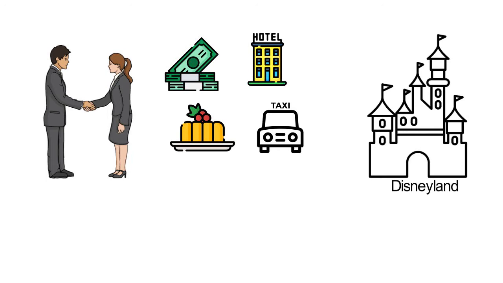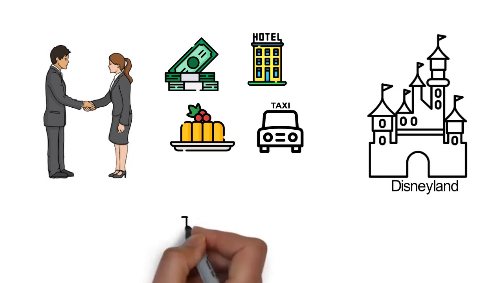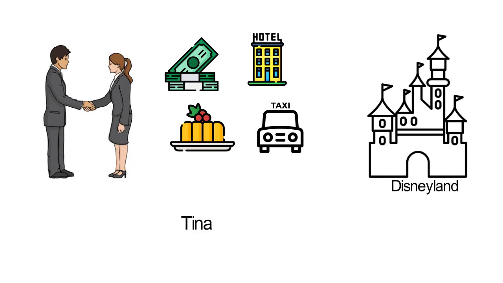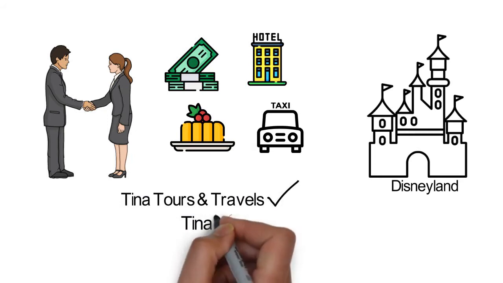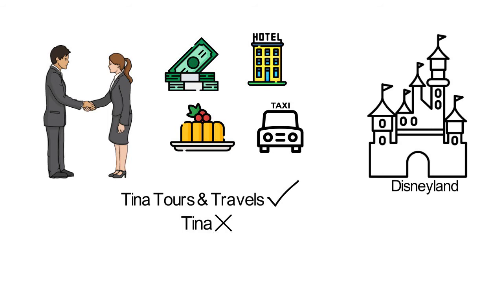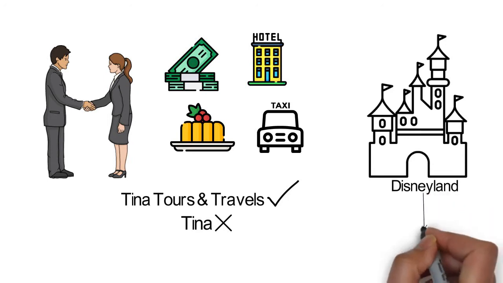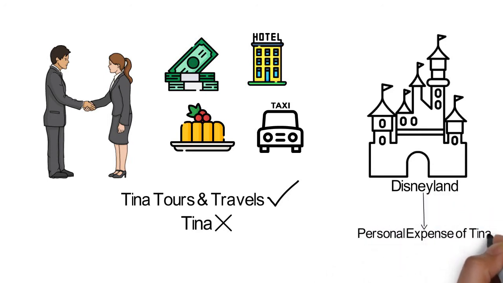Now, you guys tell me whether these expenses are Tina's personal expenses or expenses of Tina Tours and Travels. Definitely, these expenses were of Tina Tours and Travels and not her personal expenses, as she went on a business deal and not on a holiday. But yes, she visited Disneyland for her leisure, not for the business. So the entry fees which she paid for Disneyland will be considered as her personal expenses and not the expenses of Tina Tours and Travels.